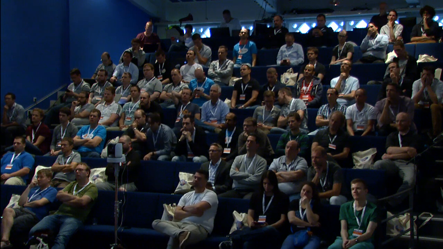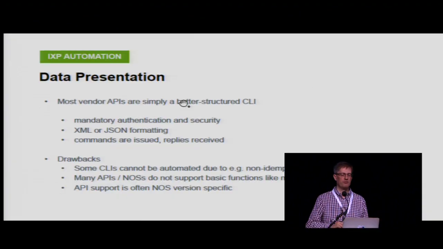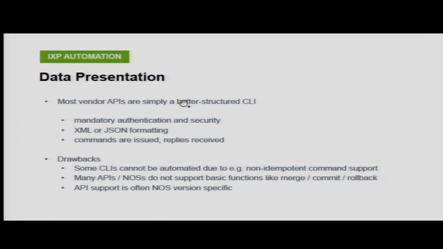Right, vendor APIs. These are problematic because it turns out that most of them are just a fancy way of saying we've taken the CLI and we've moved it to JSON or XML on a web interface. So it's an evolution. It's not a revolutionary approach to configuring boxes, but it is a little bit better. You have mandatory security. Everything goes over HTTPS or SSH or whatever it is. Everything is a little bit more structured. It's all XML or JSON. It's a bit better.